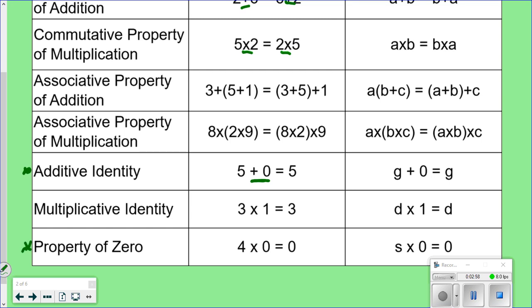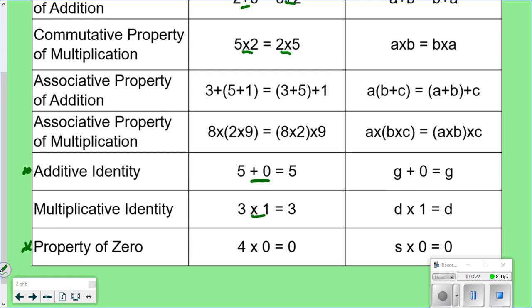The next one is multiplicative identity. It's when you're multiplying anything by 1, because if you think about it, if you multiply anything by 1, it's still the same number, kind of like additive identity above. When you ask what your identity is, it's your name. If you look at this, it's like the number saying its name, like 5 plus 0 is 5, 3 times 1 is 3. So multiplicative identity is when you multiply anything by 1, it's just the same number.